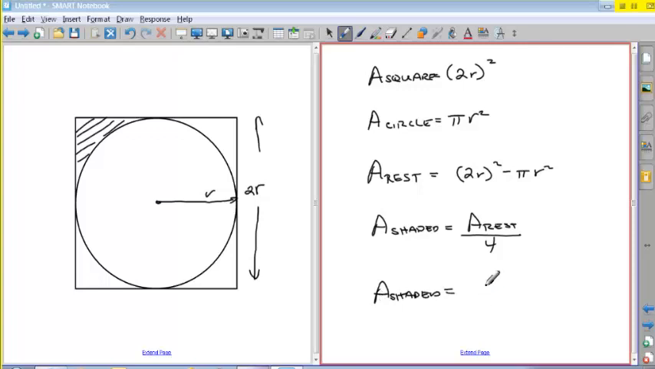is equal to 4r squared minus pi r squared, divided by 4. What I did is I squared this. 2 squared is 4, r squared is r squared, minus pi r squared. I think the answer was, what they did is they factored out an r squared. So you get r squared times 4 minus pi, over 4. So that's your shaded area.